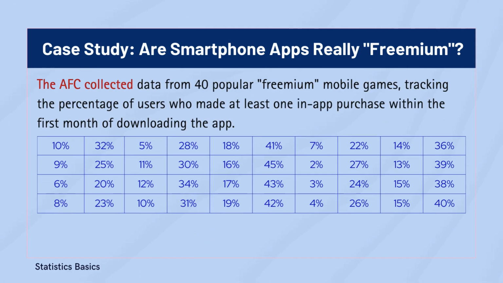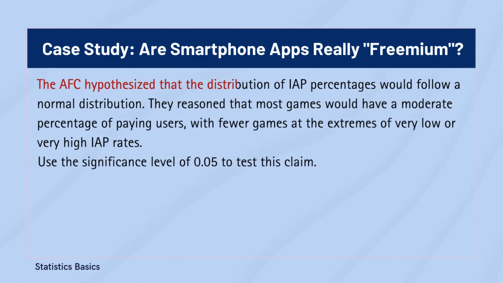The AFC collected data from 40 popular, freemium, mobile games, tracking the percentage of users who made at least one in-app purchase within the first month of downloading the app. The AFC hypothesized that the distribution of IAP percentages would follow a normal distribution. They reasoned that most games would have a moderate percentage of paying users, with fewer games at the extremes of very low or very high IAP rates. Use the significance level of 0.05 to test this claim.